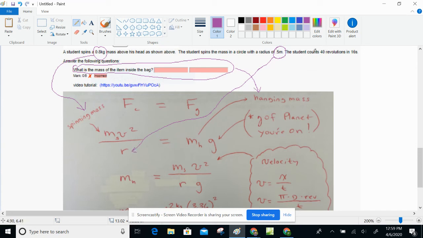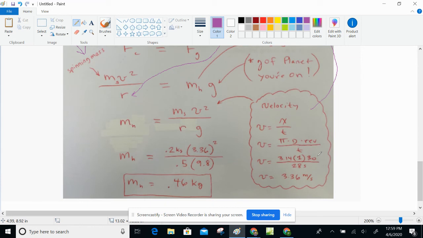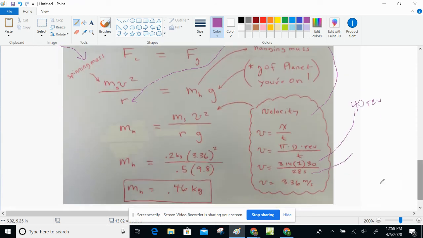The velocity has to do with this, right? The velocity has to do with the 40 revolutions in 16 seconds. So it's not this 30. This velocity is 40 revolutions, not 30 here. And it's not 28 seconds. It's, like I say, 16 seconds. But it's still pi times diameter. So it's 3.14 times 1 times 40 divided by 16, and it will give you a different number. It will not be that number. Then you take this number and you put it right there.